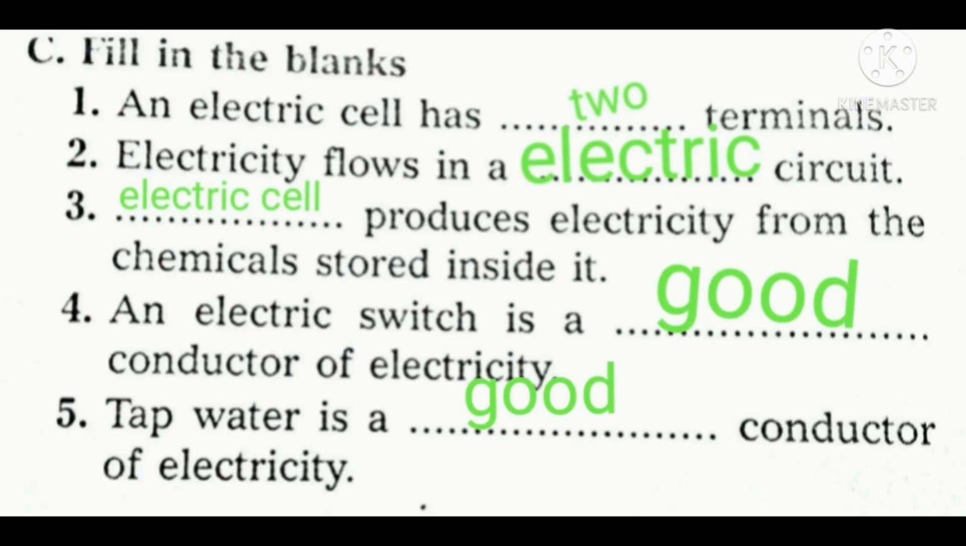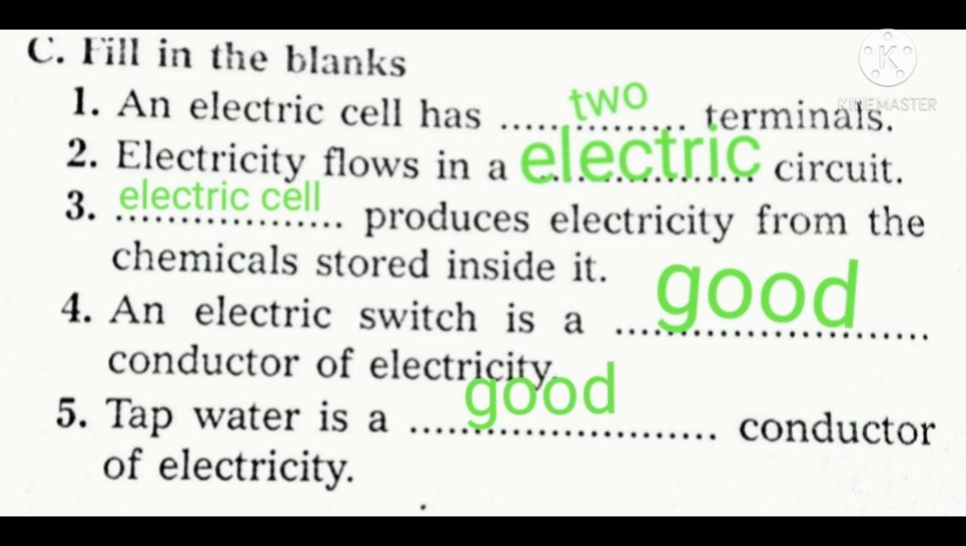Next we'll see fill in the blanks. An electric cell has dash terminals. An electric cell has two terminals. One is a positive terminal, another one is a negative terminal. Electricity flows in a dash circuit. Electricity always flows in an electric circuit.